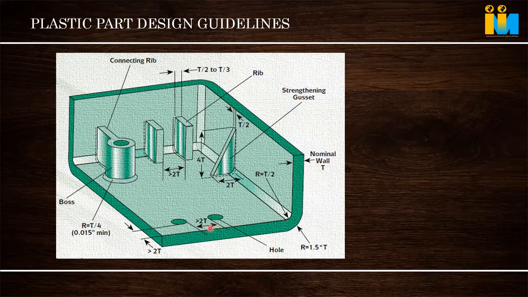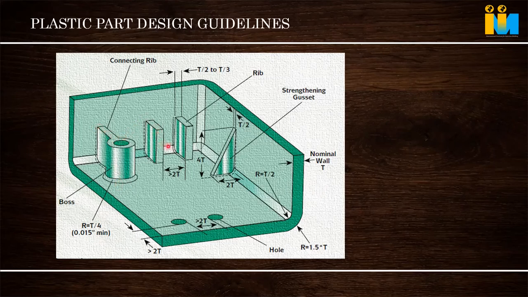That's all. When we are giving 2 holes, normally you have to keep more than 2 times the thickness apart. Otherwise, filling problems and cracks can happen. And whenever we are giving any gasket boss, a radius has to be given of at least T by 4. If you give a big radius, then a sink mark will come on the bottom side. That's why it is called T by 4. For a 2 mm part, 0.5 is the radius. So we have connecting ribs.